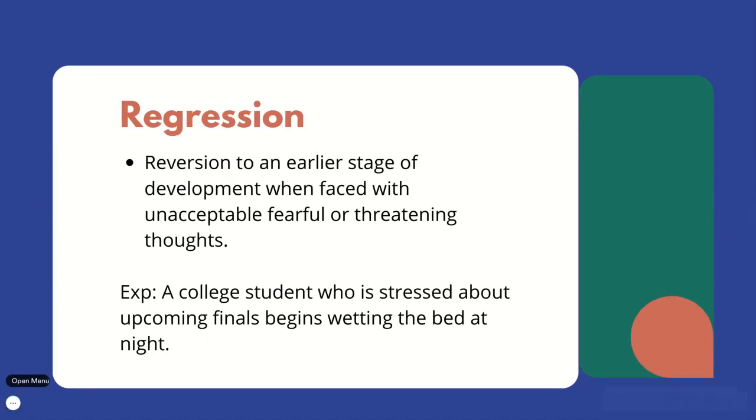Okay, regression. Reversion to an earlier state of development when faced with unacceptable, fearful, or threatening thoughts. So with regression, a person usually goes back to a developmental stage that they have mastered, and they go back to that developmental stage because it's safe and comforting. This is, of course, done subconsciously. A lot of times we have regressions and things, right? Say a child was toilet trained, something is stressful for them, traumatic for them, they regress, and now they're starting to have accidents.